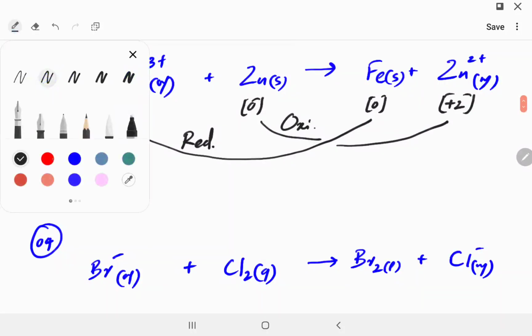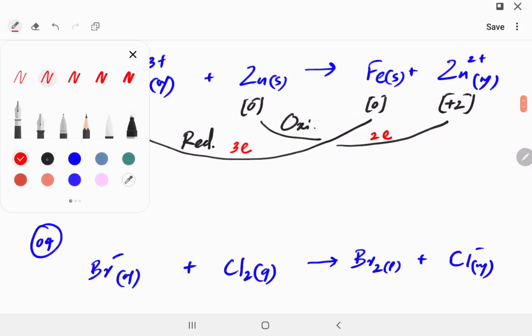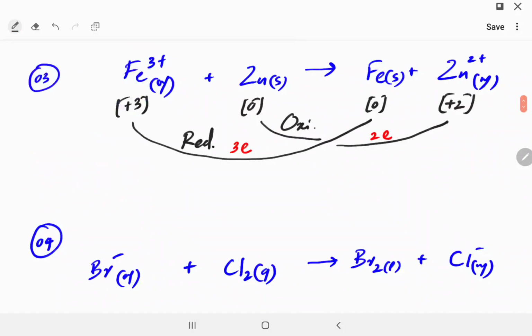Once you have the oxidation and reduction figured out, get the electron difference. For reduction, the difference in oxidation numbers is 3, so it's a gain of 3 electrons. For oxidation, the oxidation number difference is 2, so that is a loss of 2 electrons. Okay, so you have 3 electrons and 2 electrons as the electron gain and loss, right? Once you have that, figure out the least common multiple for 3 electrons and 2 electrons, which is 6.